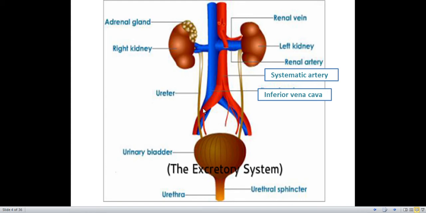And also you can see the renal vein and renal artery. Renal vein and renal artery, and systematic artery is shown in red. Inferior vena cava is shown in blue.